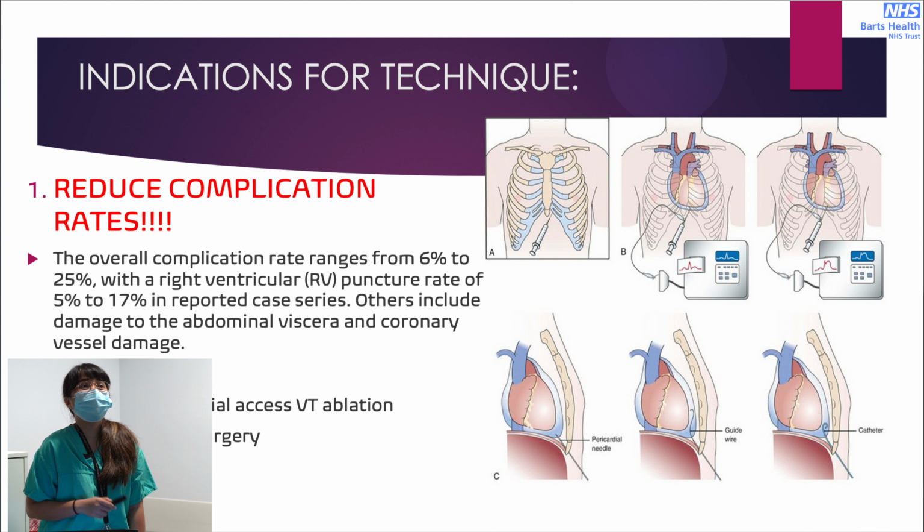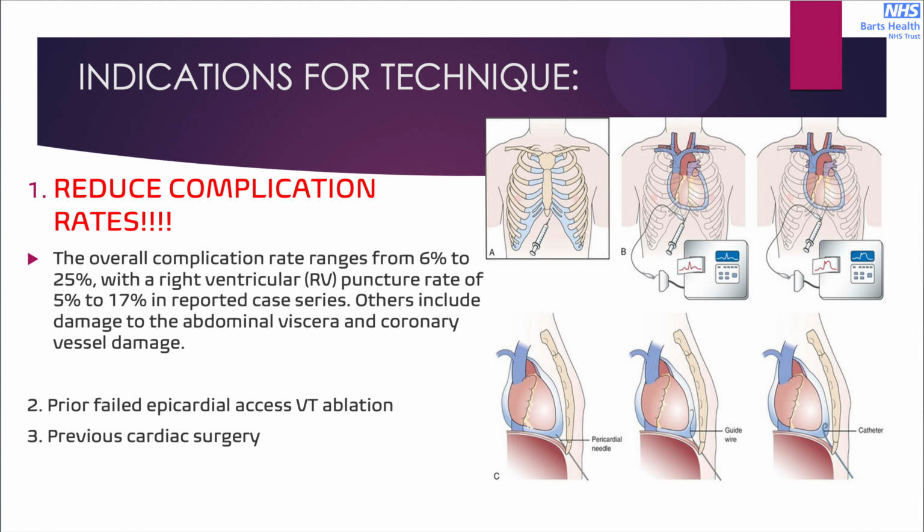The indication for the technique is mainly to reduce the complication rates. The overall complication rate is 25% in total, and right ventricular puncture is the highest in the reported cases. Other causes can be abdominal viscera and coronary vessel damage. If you puncture very low, you can puncture the diaphragm and your abdomen. This technique can also be used for patients who had prior failed epicardial access for VT and those who had previous cardiac surgery, because they would have pericardial adhesion, so the epicardial puncture would be difficult.